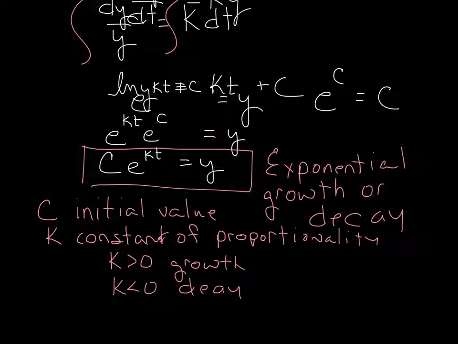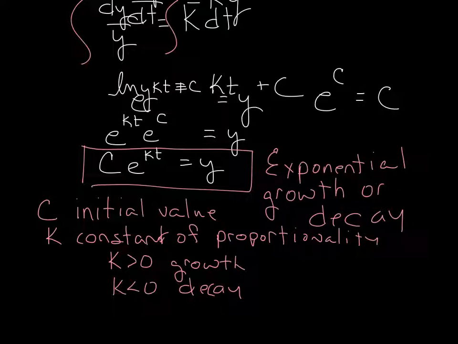So these would be formulas that you might use for exponential growth, population growth, or if something's decreasing in size. Your k, your constant of proportionality, and I did not spell that right, sorry, is less than 0 if it's decreasing in size.